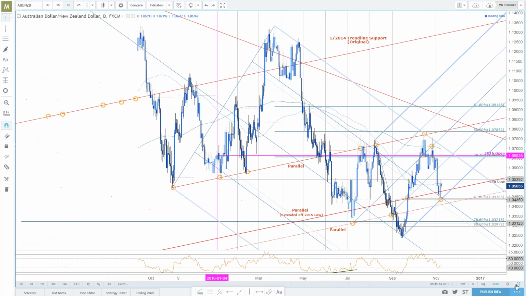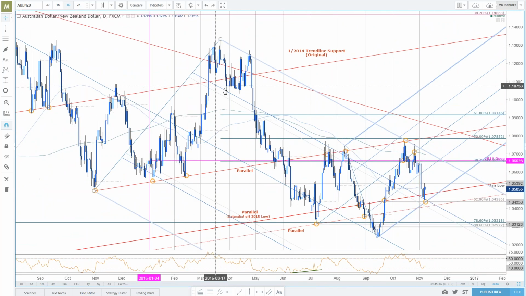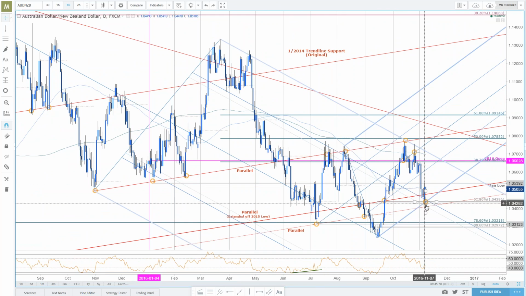You have former median line support, resistance, now support again, the lower parallels, the swing highs from the opening range of September, all lined up right here. So the rally failed at interim resistance, the January lows. Here's your yearly open. So the range of focus for Aussie Kiwi moving forward is going to be 104.38 into 105.38. This 100 pip range is absolutely paramount.